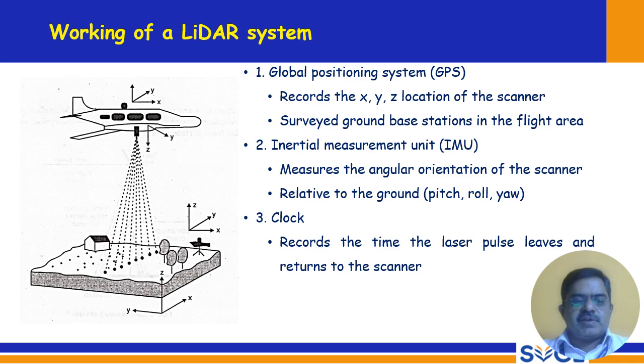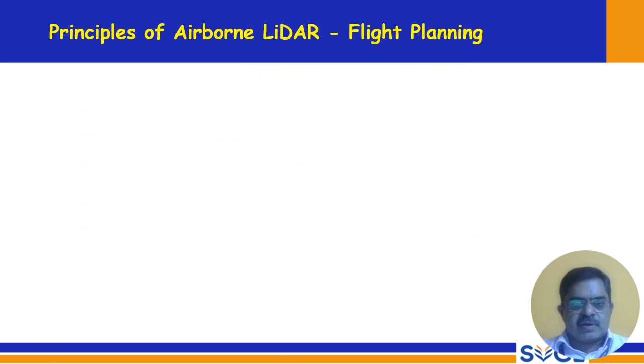So, working of the lidar: the global positioning system records the XYZ location of the scanner, using surveyed ground-based stations in the flight area. The inertial measurement unit, IMU, measures the angular orientation of the scanner relative to the ground, that is pitch, roll, and yaw. The clock records the time the laser pulse leaves and returns to the scanner. So this is the working of lidar.